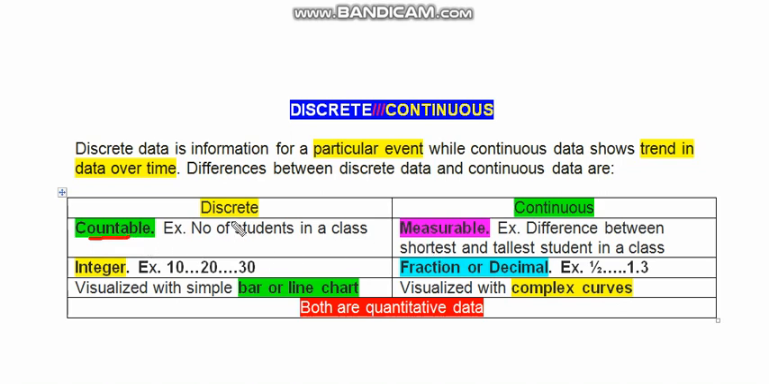Anyway, just remember these three differences. Discrete is countable, continuous is measurable. Discrete is an integer or an absolute value like 10, 20, 30, while the continuous variable may be a fraction or a decimal. And a discrete variable is visualized by a very simple diagram, like a bar or line chart, while continuous data is shown by complex curves or representations, like the trend line I mentioned.